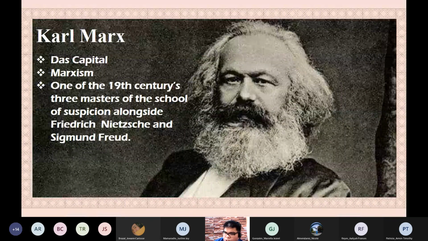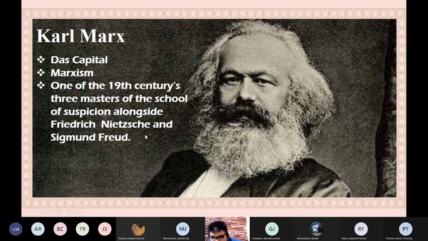So, featured economist number one, si Karl Marx. So, ang contributions niya is Das Kapital, Marxism, which became the government of communism or socialism, and one of the 19th century's three masters of the school of suspicion, alongside Friedrich Nietzsche and Sigmund Freud. You can read the works of these three gentlemen. Bahala na kayo, no? It's up to you.